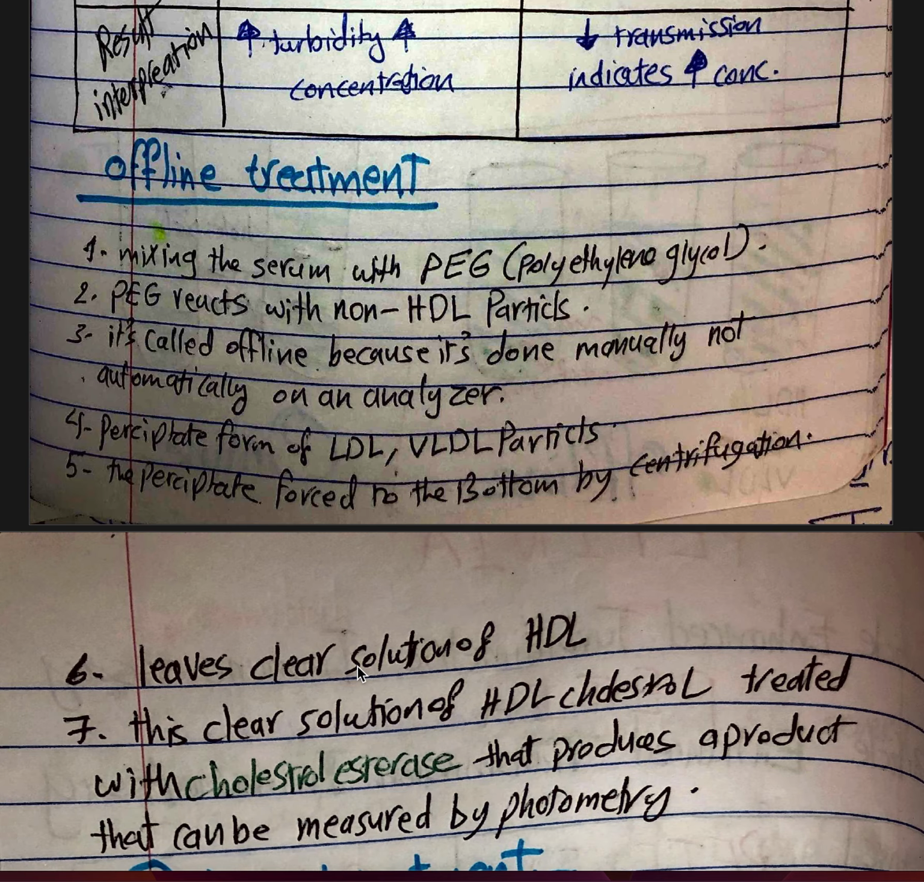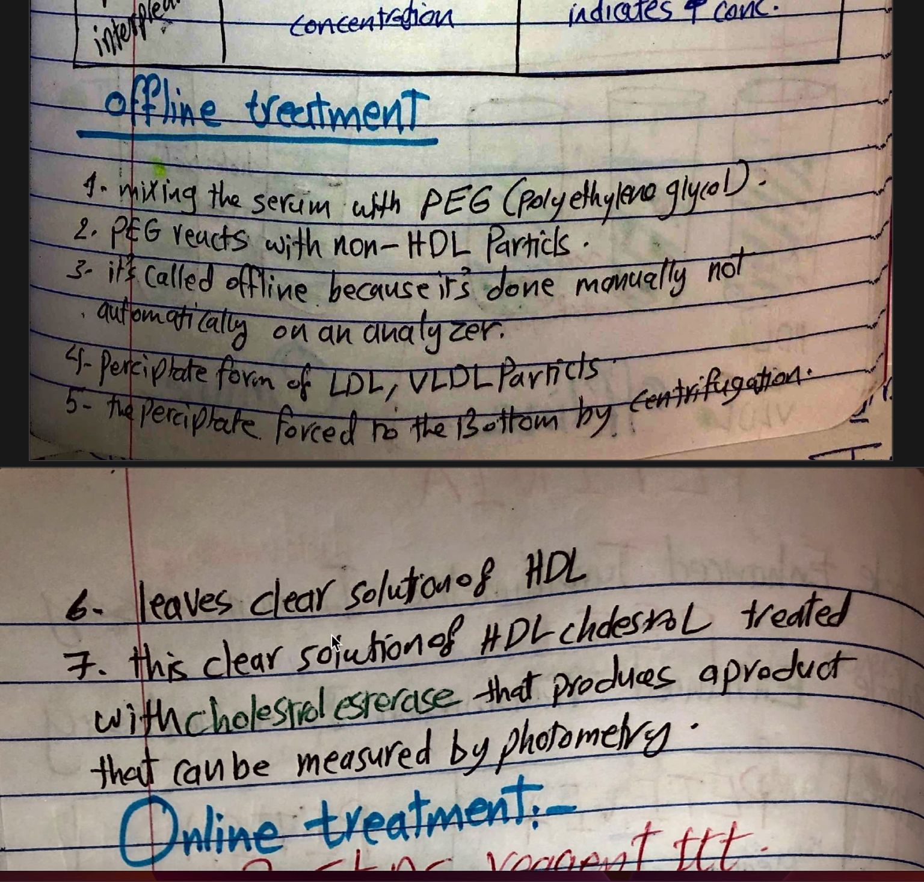Precipitate the low density lipoproteins and very low density particles: the precipitate is forced to the bottom by centrifugation. This leaves a clear solution of the high density lipoproteins. This clear solution of high density lipoprotein cholesterol is treated with cholesterol esterase, which produces a product that can be measured by photometry.